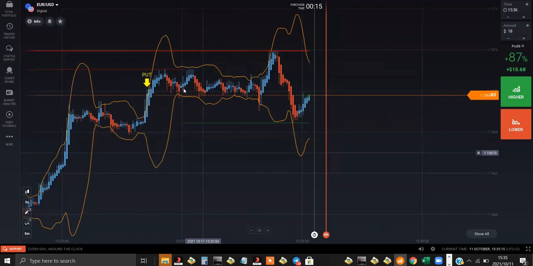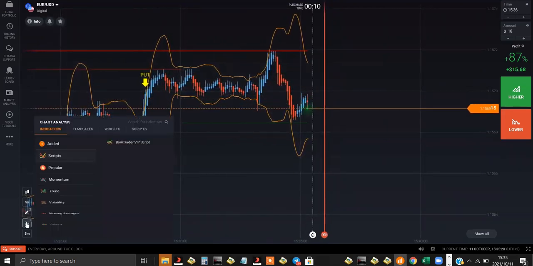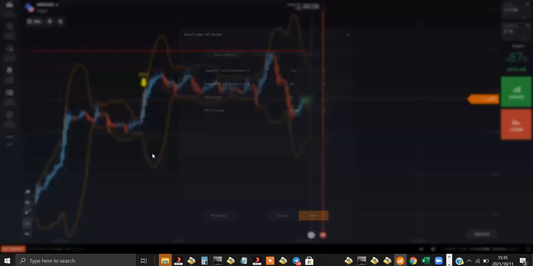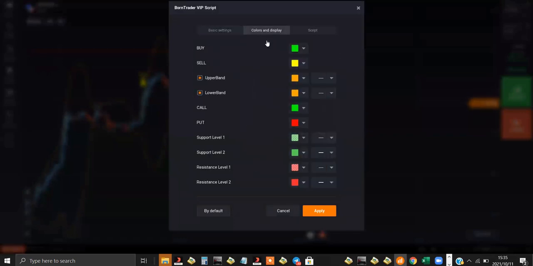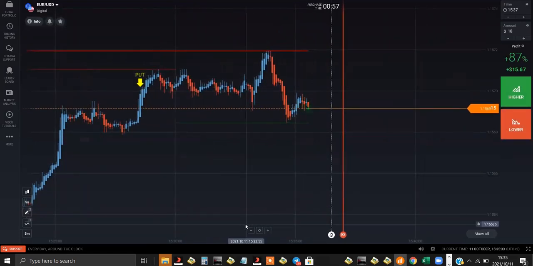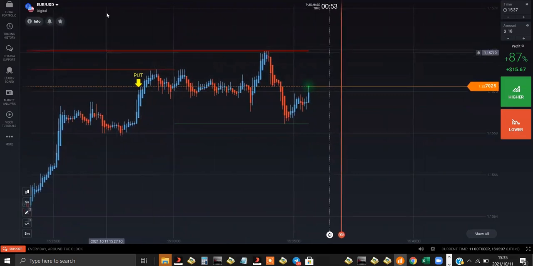Okay, there you go. But you can choose to remove some of the things here. Maybe let's remove the Bollinger Bands, just to keep things simple. Okay, cool stuff. Now we just have the entries as well as the support and resistance levels.